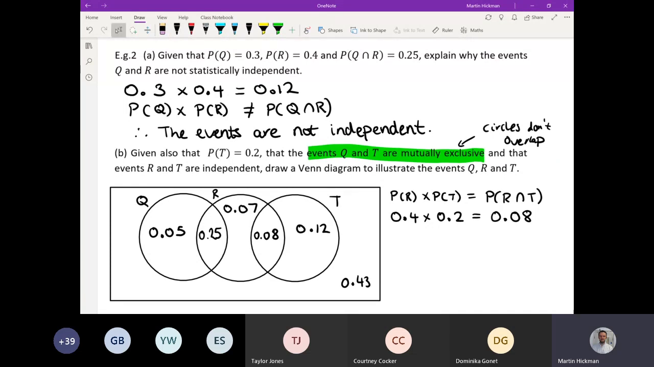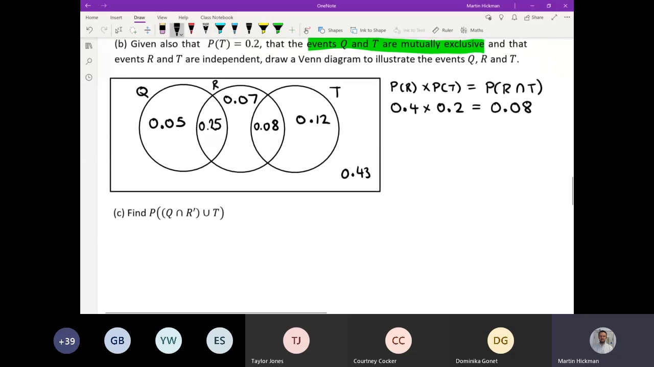One thing I want to point out, sometimes it's a misconception: just because Q and R weren't independent, it doesn't mean they are mutually exclusive. Q and R clearly are not mutually exclusive because there's an overlap of the circles, and also they're not independent. Please don't confuse those definitions. They are different things. Make sure you follow the formula we've given you to check if they're independent, and to check if they're mutually exclusive.